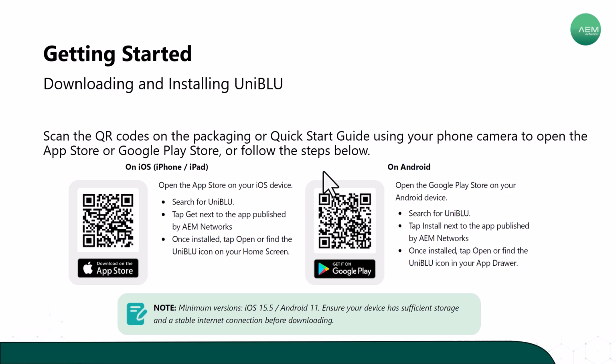To get started, make sure that you download and install the UniBLU app on your mobile device. You can scan the QR codes to download the app, or just go to the Google Play Store or the App Store from Apple.